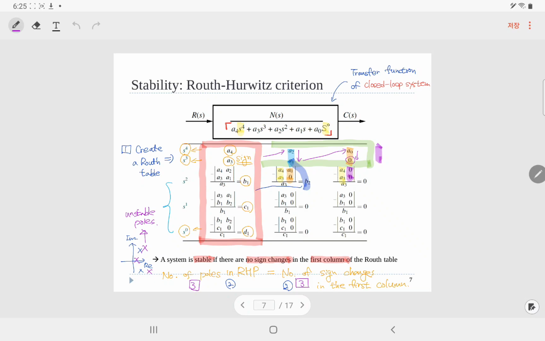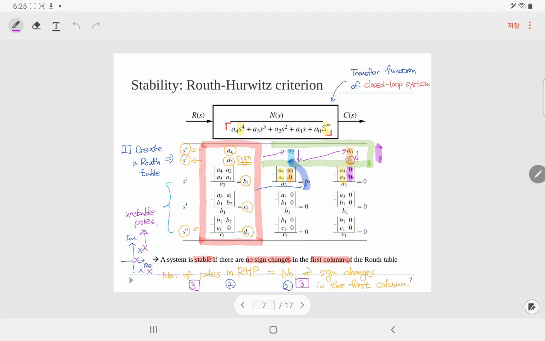루스 테이블에서 우리가 한 가지 더 중요한 건 사실 이거예요. 제가 아까 얘기했는데, 루스 서비스의 크라이테리언이 우리한테 주는 정보 중에 중요한 것 중에 또 하나가 언스테이블한 폴이 몇 개 있는지, 스테이블한 폴이 몇 개 있는지, 이미지너리 엑시스상의 폴이 몇 개 있는지에 대한 정보를 준다는 얘기예요. 정확한 폴이 어디 있는지는 모르겠지만 오른쪽 반평면에 몇 개 있습니다. 왼쪽에 3개 있습니다. 허수축에 2개 있습니다. 이런 정보를 우리한테 준다는 얘기예요. 그 결과가 지금 여기에 일부 나와 있습니다. 뒤쪽에 계속 얘기를 할 거예요.